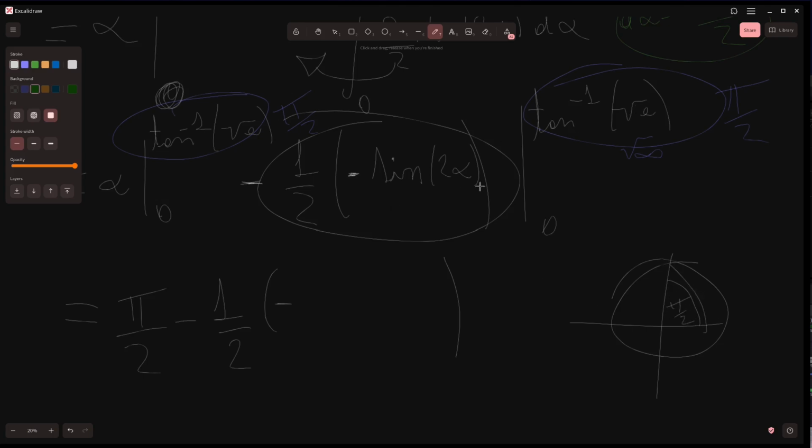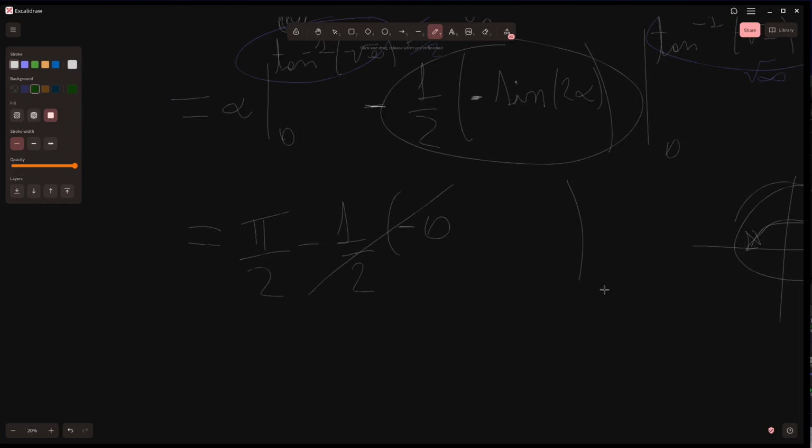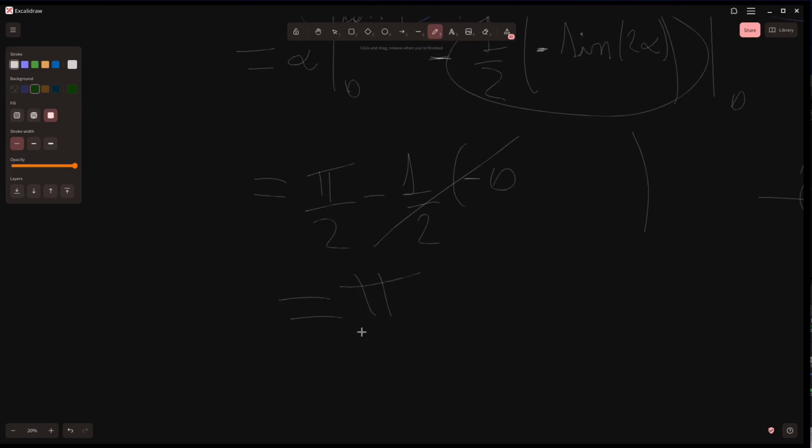So this is the sine of 2 times pi over 2, which is pi, and we know that the angle should be something like that, this is pi, and the sine of pi should be 0, so this is 0, and 0 times 1 over 2 should be 0, so this is 0, and the integral should be pi over 2, I guess. Yes.